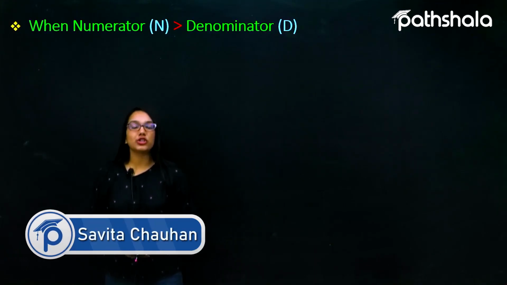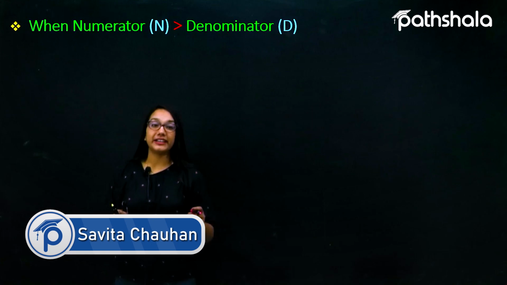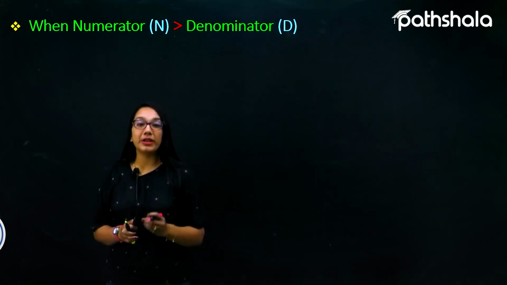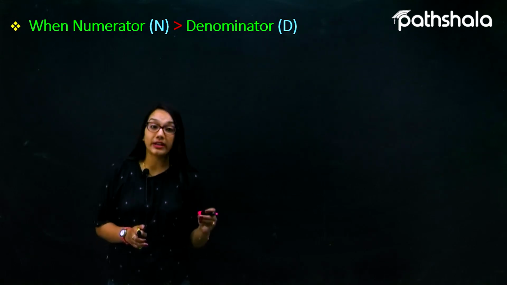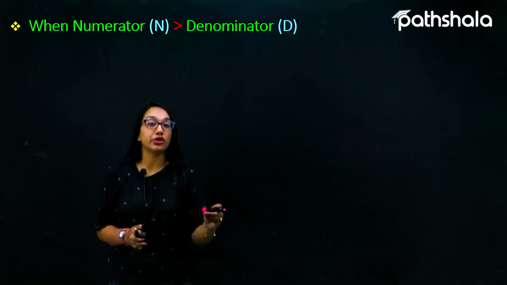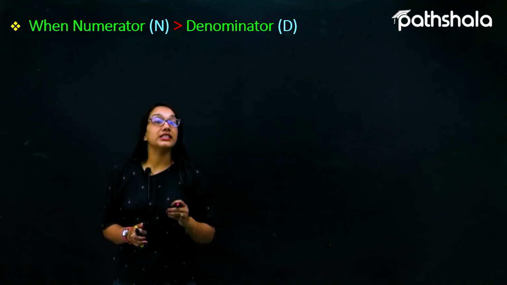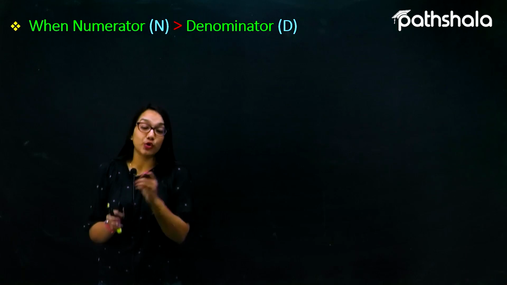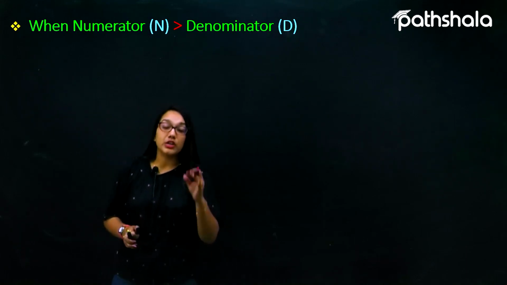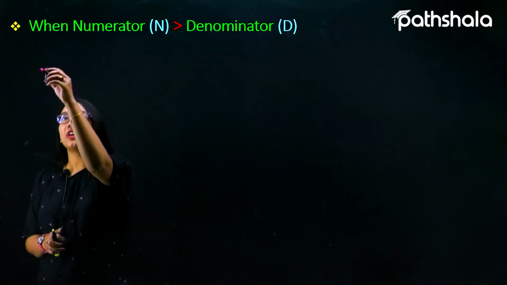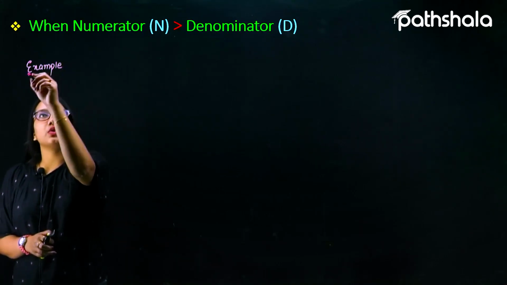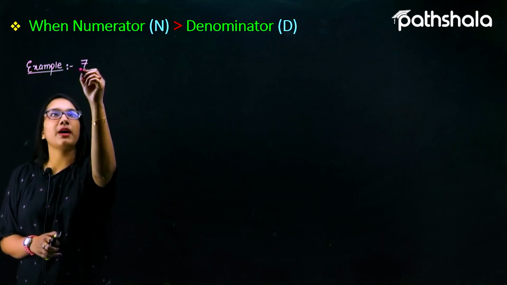Let's just move on further towards the next concept, in which the numerator is greater than the denominator. Whenever in any rational number the numerator is greater than the denominator, then the plotting of that particular rational number on the number line is different from the case when the numerator is less than the denominator. Let us suppose I'm taking an example, a rational number of the type 7 by 5.